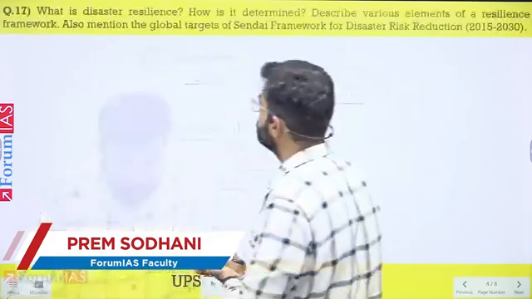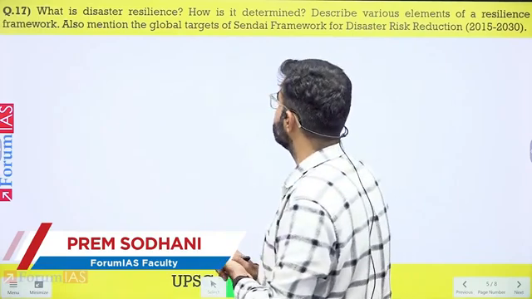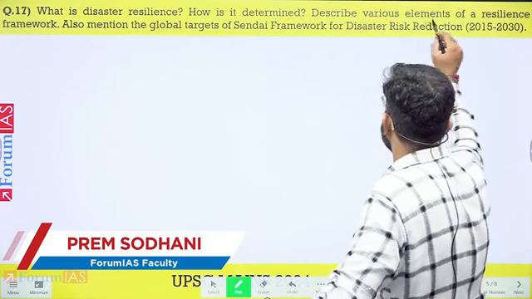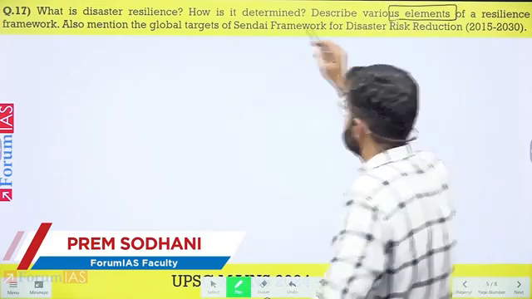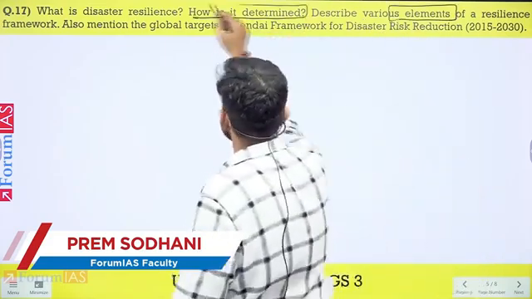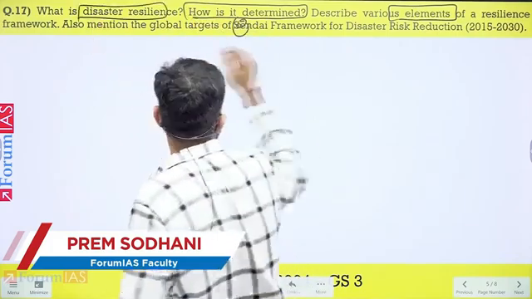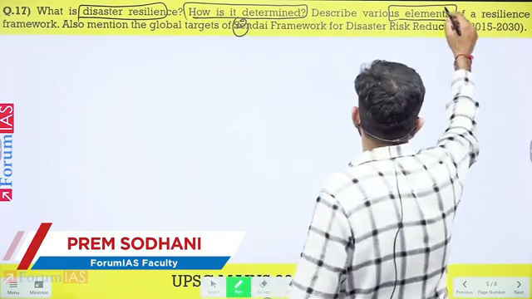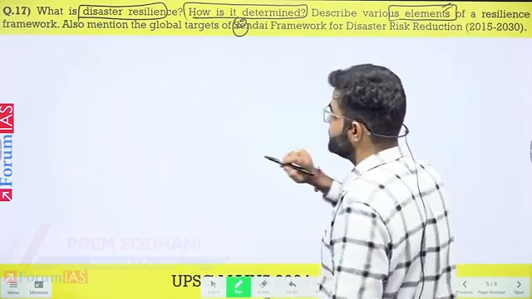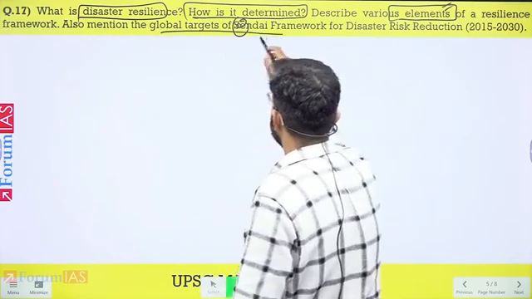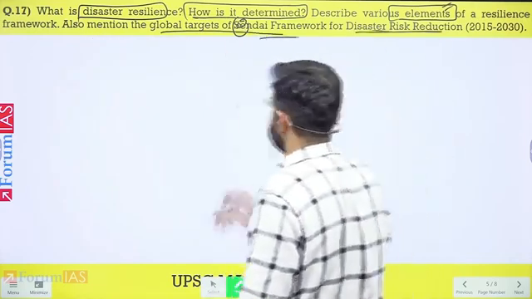Okay. So the next question is, what is disaster resilience? Next is how it is determined. Describe various elements. So here some parts are there. One is disaster resilience. Second is how it is determined. Third is what are the elements which are taken care of while making this framework. And the next is what are the global targets of this Sendai framework.